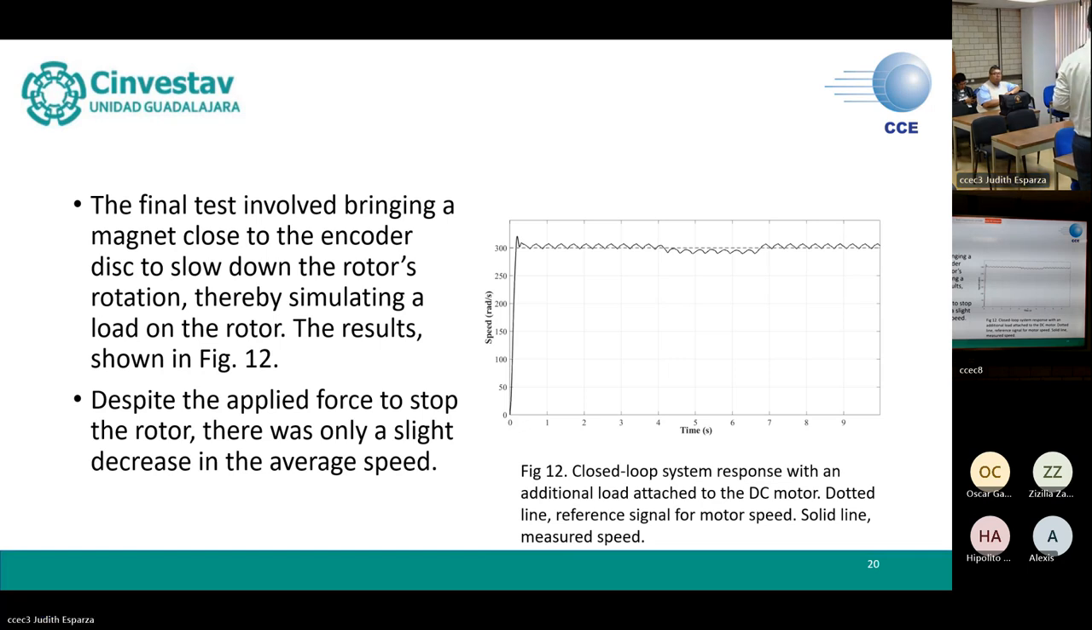We may test it like this, and we also try to stop the rotor with hands or other means, and it continues to run at the correct speed. But maybe we need more tests for that case. We have tried to do several tests.